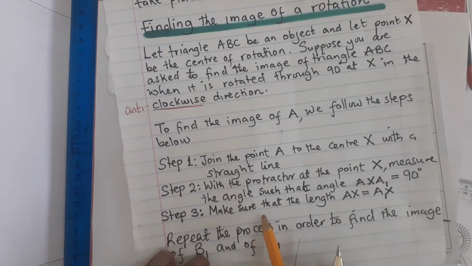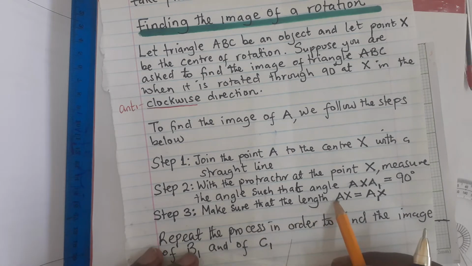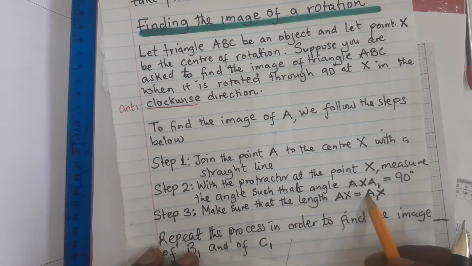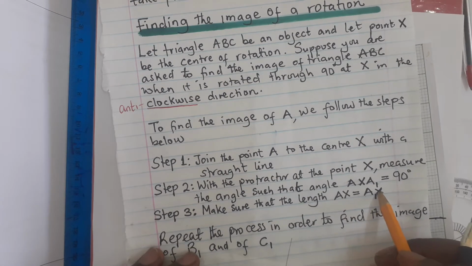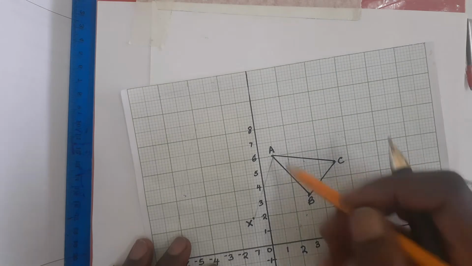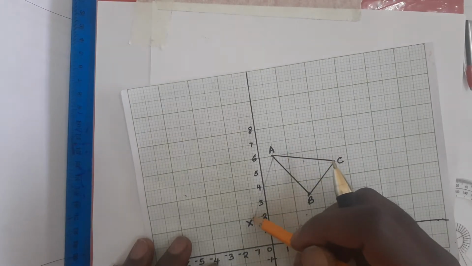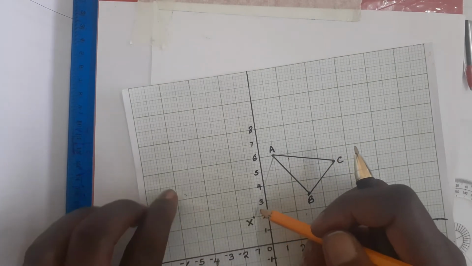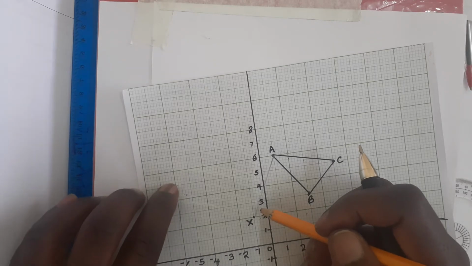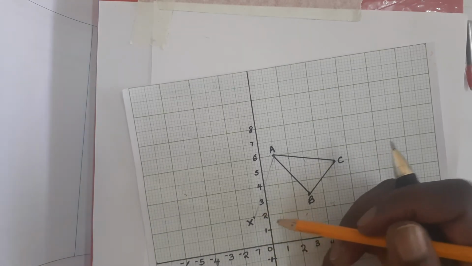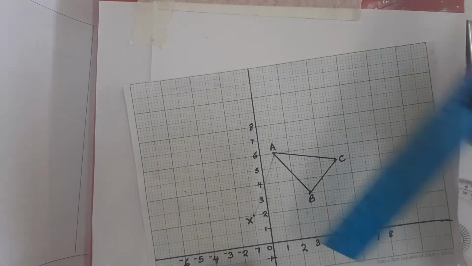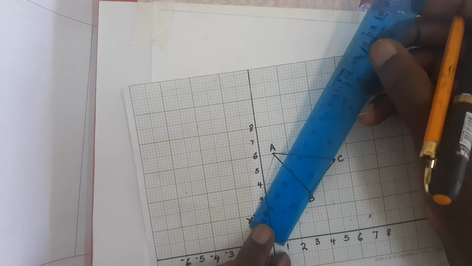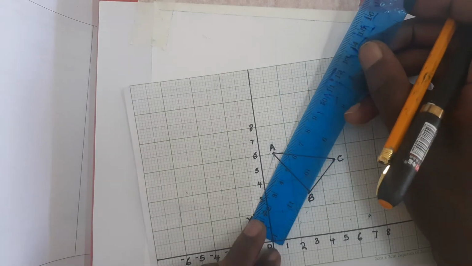Then you come to step 3. Make sure that the length of AX is equal to A1X, meaning the length from this point A to X should be the same as the length from X up to where we are going to have A1 here. So we need to measure the length of this line first. I'm going to start from 1.